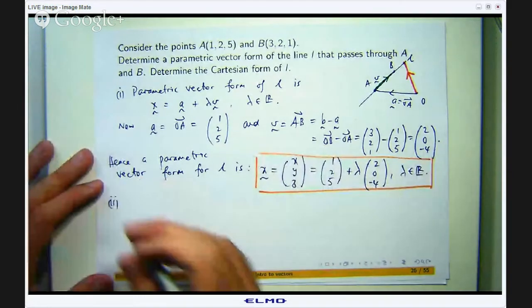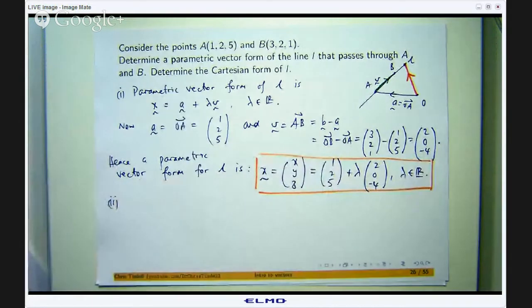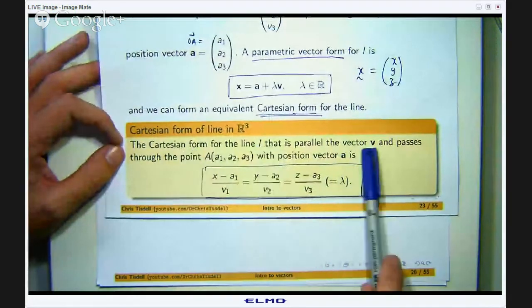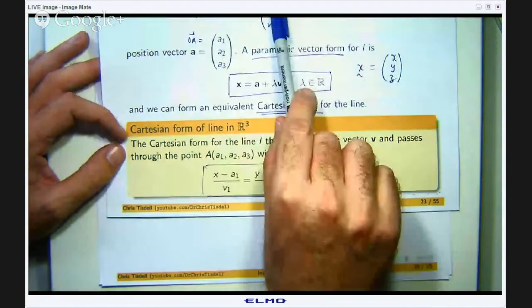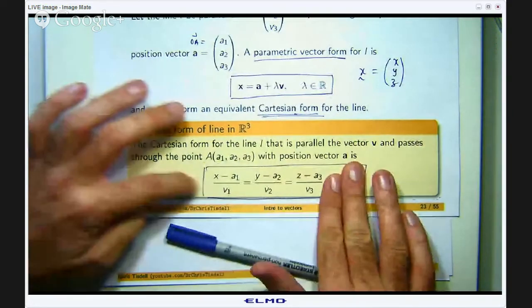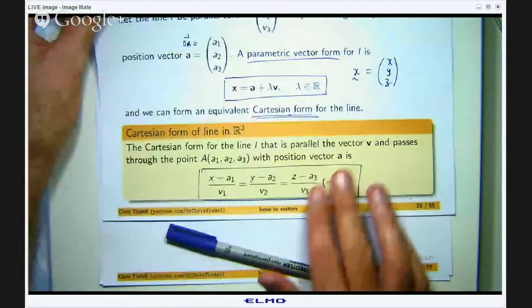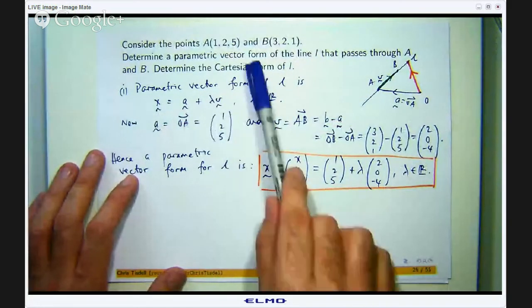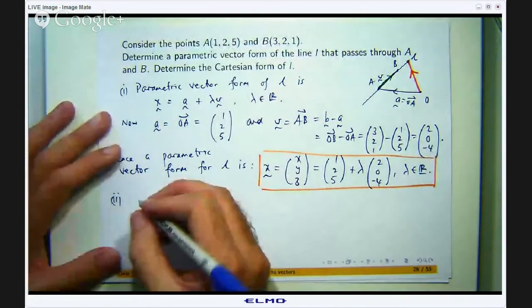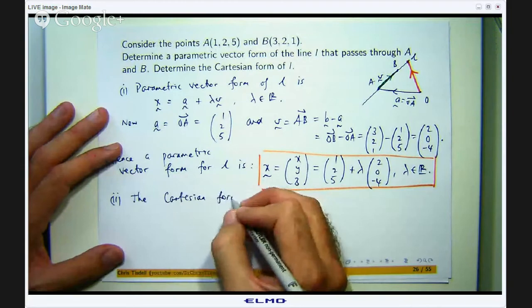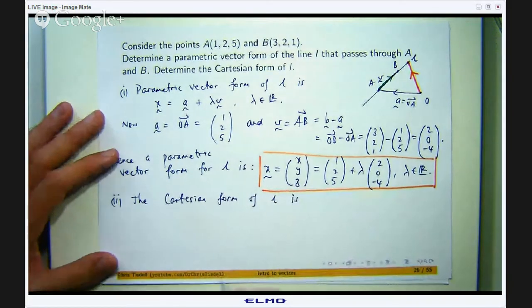So let's move on to the second part of the question. Determine the Cartesian form of L. I've talked about this in previous videos, but the Cartesian form in R cubed, or three-dimensional space, is just the following. A line L that's parallel to a vector V with the coordinates V1, V2, V3, and passes through the point A with coordinates A1, A2, A3, is just the following. Usually you cover that up and just write it like this. So we have a vector that's parallel, and we have a point on the line, so we can use that information to get the solution to part 2. So the Cartesian form of L is the following. Let me just write that out.